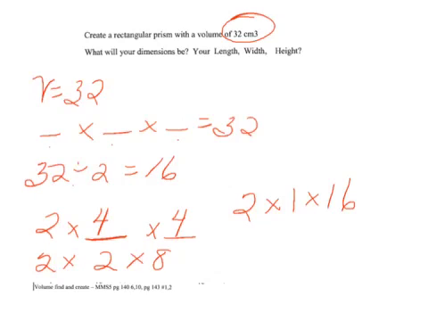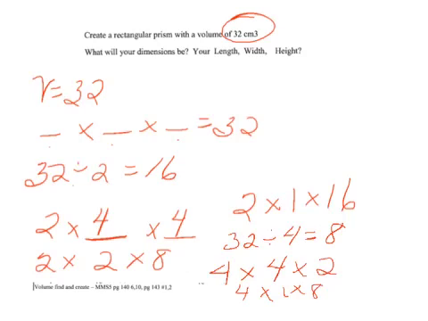I could try 32 divided by 4, which is 8, so one of my dimensions is 4, then I need 2 more dimensions that multiply to equal 8. Well, I could have 4 times 2. I could have 4 and then 1 times 8. That just gives you an opportunity to see that there's lots of different possibilities.